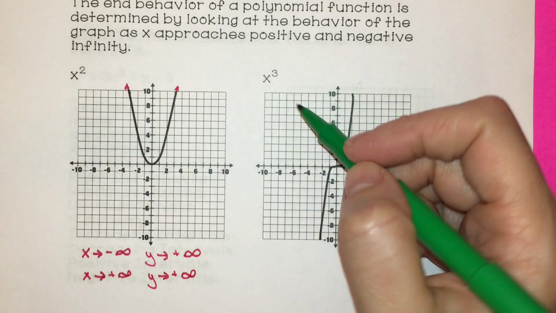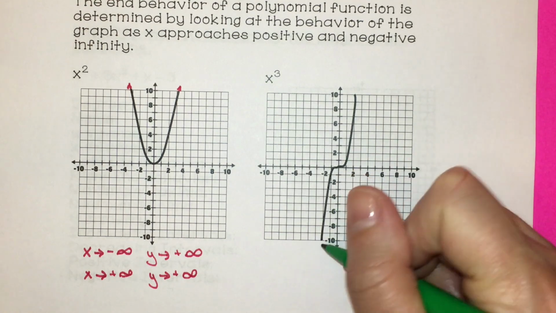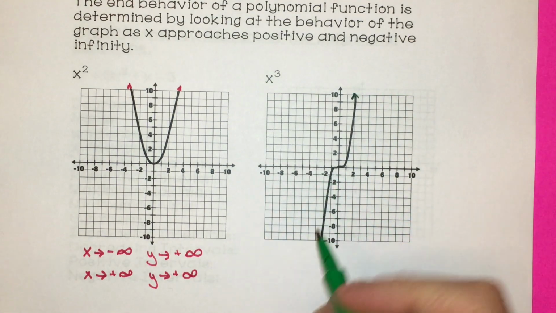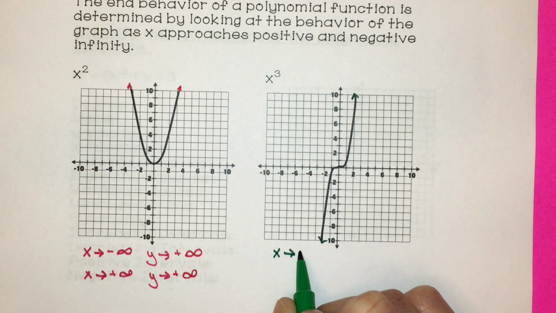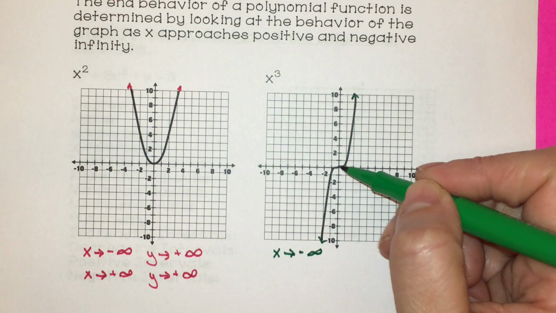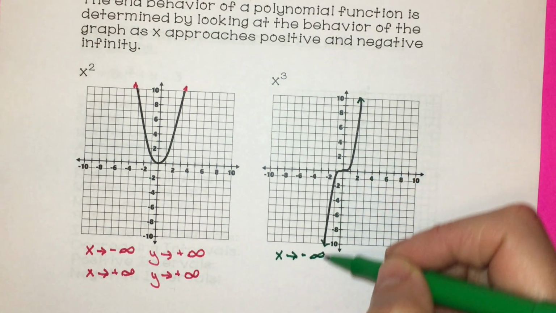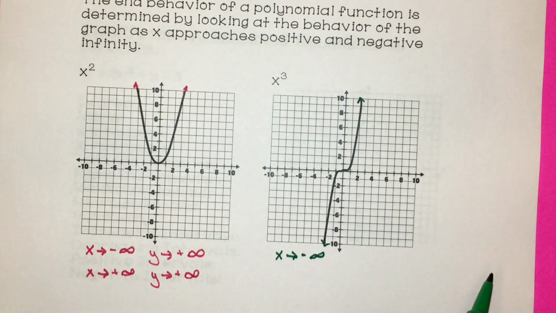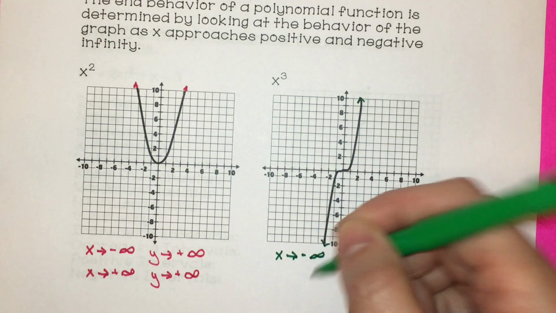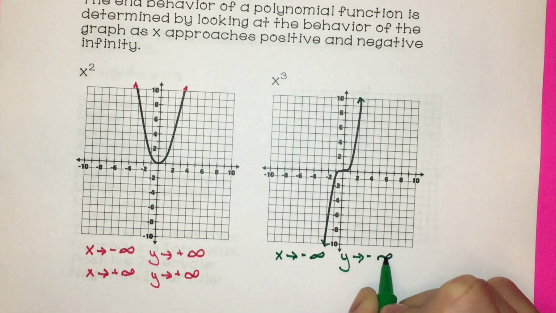We have x cubed over here. Here's the graph. All right, so we're going to look first as our x values go towards negative infinity. As x decreases, our graph is going to keep going down. So the y values go towards negative infinity because the graph is going down. So y goes towards negative infinity.